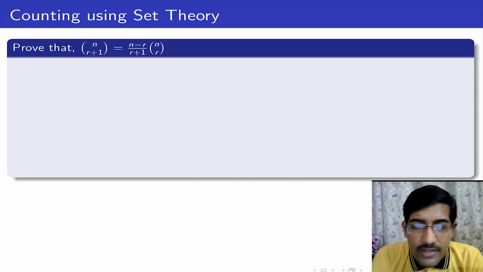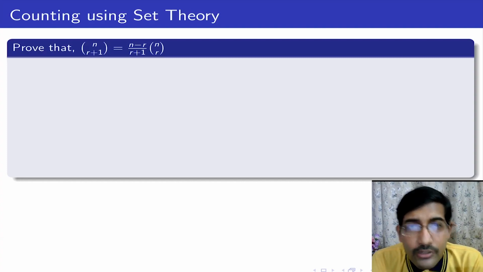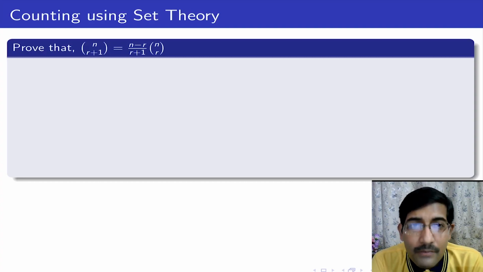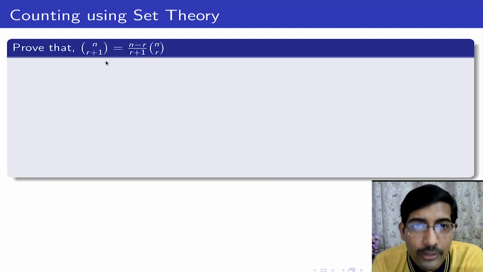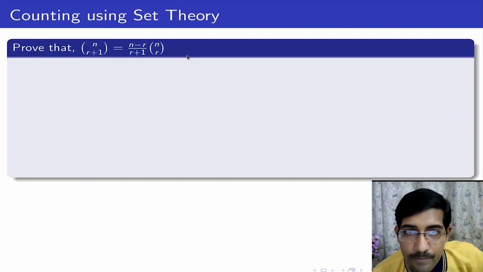Now, with these basic fundamentals about sets, which you have already encountered previously, let us revisit some of the counting formulas and see how set theory and its relations help us to count. For example, suppose we want to prove that n choose r plus 1 is equal to (n minus r) by (r plus 1) times n choose r. If you look at this formula, we are trying to deduce the value of n choose r plus 1 from n choose r.